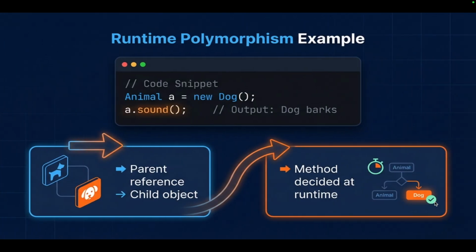Runtime polymorphism example. Now look at this line. Animal a equal to new Dog. Even though reference type is Animal, the object is Dog. So when we call a.sound, the Dog version executes. This decision is taken at runtime, hence runtime polymorphism.